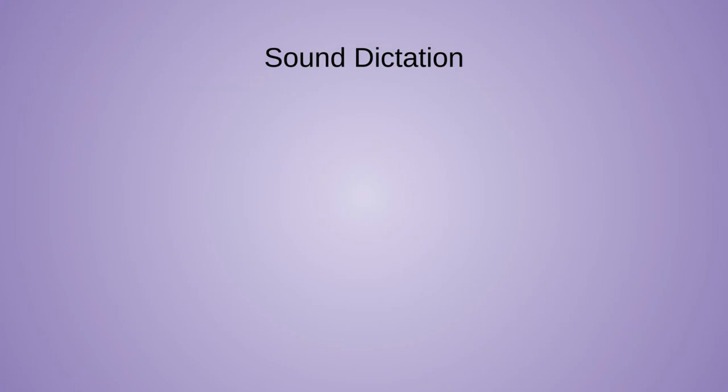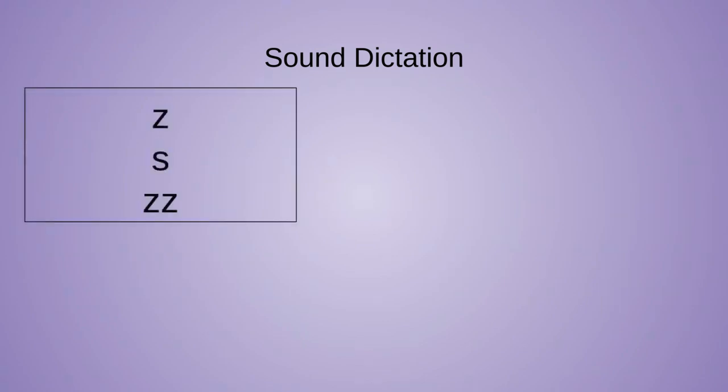This one has 3 ways that you can spell the sound Z. And again, that sound is Z. Okay, let's see. Did you get them all? Z, S, and ZZ can all make the sound Z.